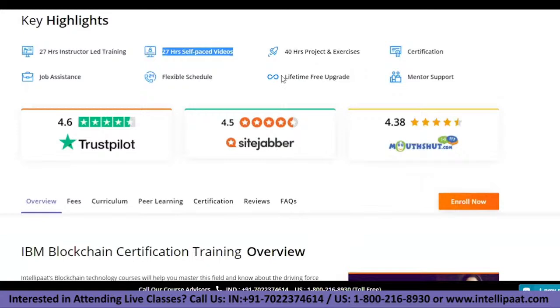What a lifetime free upgrade basically means is that anytime in the future, if there are any upgradations or changes in the versions of the technology that you're learning from us, we would be entirely upgrading your content from our end without charging anything extra for the same. At the same time, we will be giving you lifetime 24/7 technical support as well.